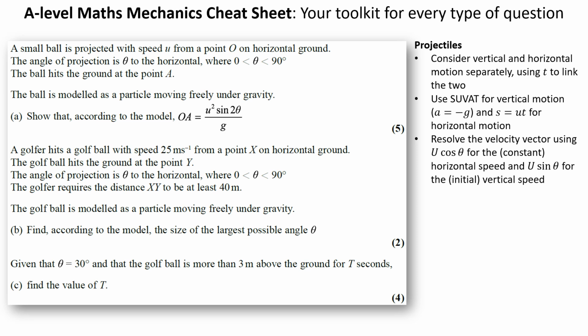A lot of people find it easier to think separately about what's happening vertically and use SUVAT, and what's happening horizontally and just use displacement equals speed times time, or something like that. It's constant speed in the horizontal direction, so it will always be the same. And in the vertical direction, you'll have a variable speed, but a constant acceleration. So you can make use of your SUVAT equations for that one.